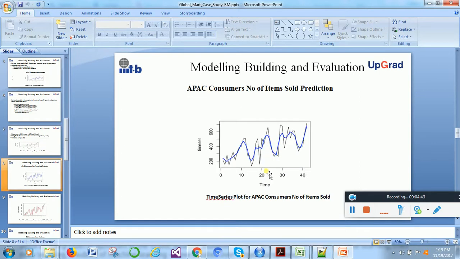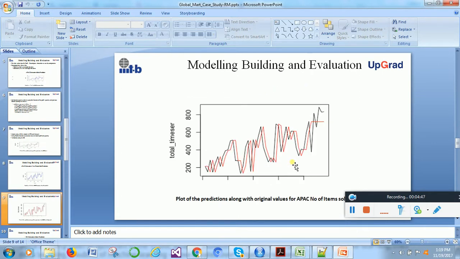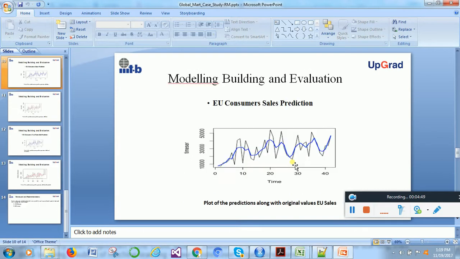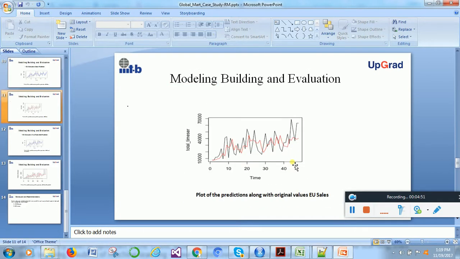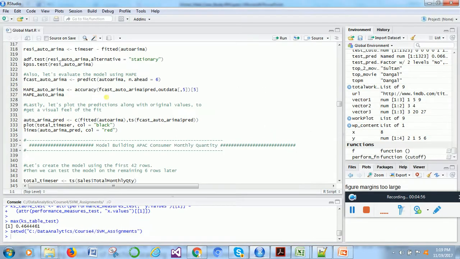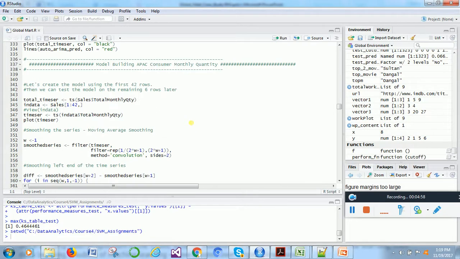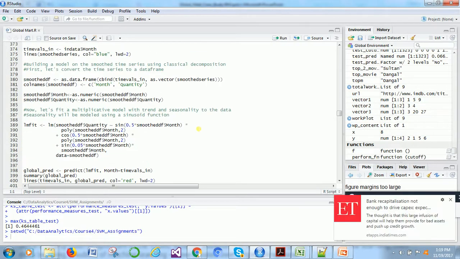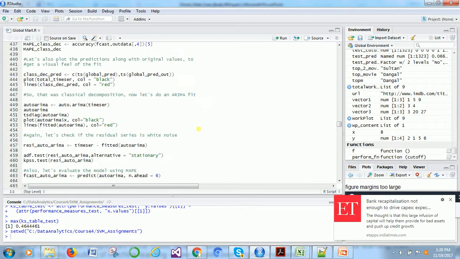Similarly, we did it for quantity also, APAC consumer quantity, and then we did it for EU consumer sales as well as EU consumer sales quantity also. It's the same procedure that we have to repeat for quantity as well as EU consumer sales.